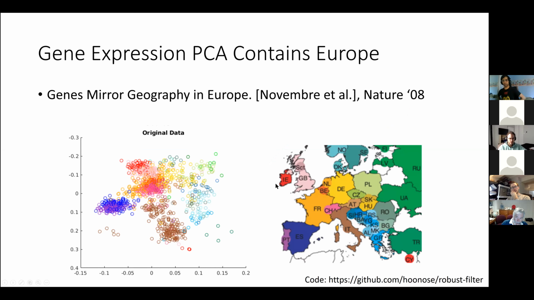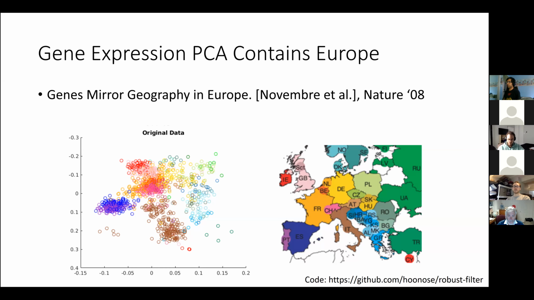But in order to demonstrate this method, I'm going to bring back a classic study from Novembre et al., which appeared in Nature in 2008, titled Genes Mirror Geography in Europe. Let me explain their experimental setup. They took a high-dimensional genome data set, a gene expression data set, from a number of individuals in Europe, and they colored each data point according to the individual's country of origin. For example, if they were from Spain, they would color the point blue. From Great Britain, they would color it pink, and so on.